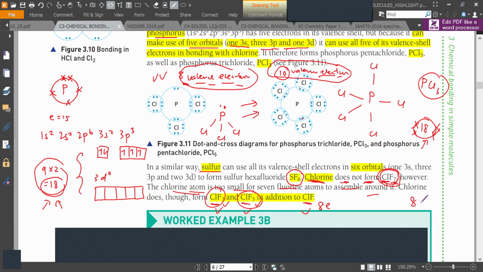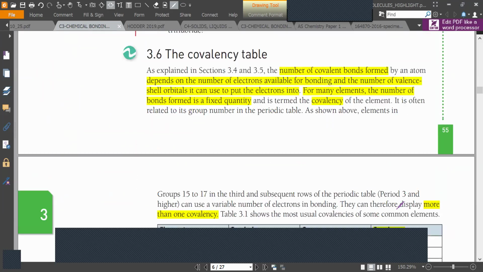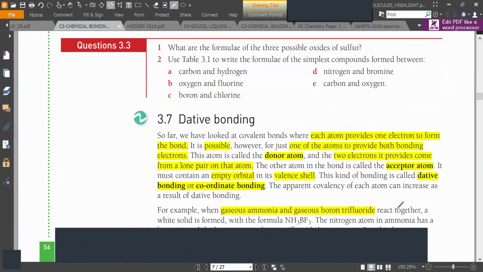An expanded octet can be 8 up to 18, but normally it is 8, 10, 12, something like that. It rarely goes up to 18. The main point is it can be more than 8.